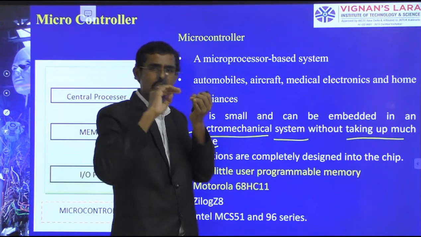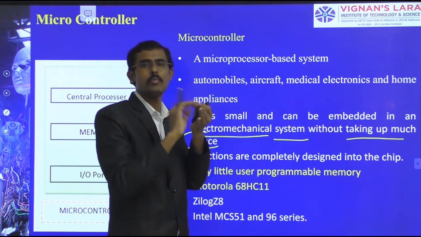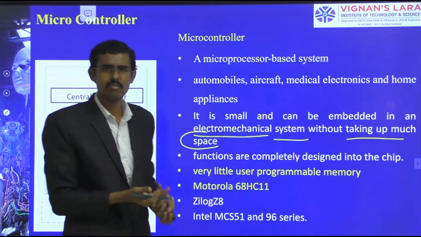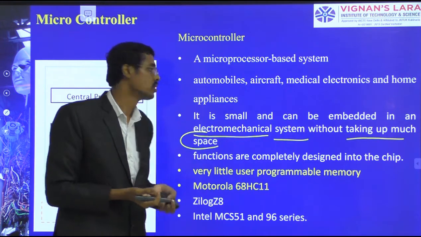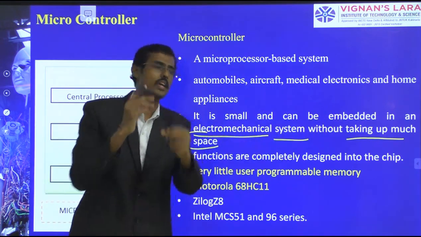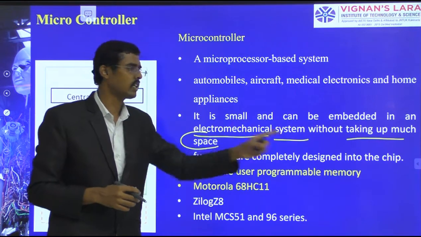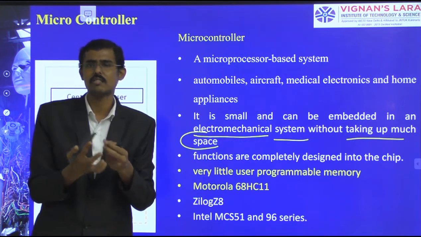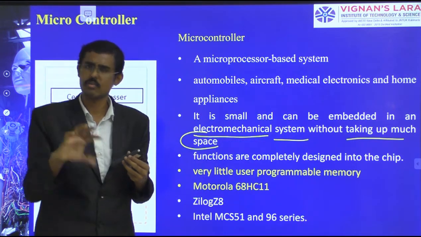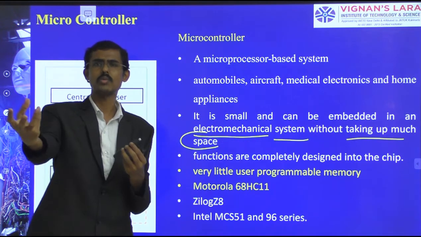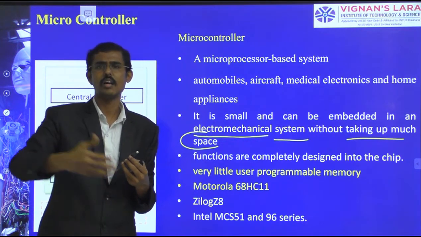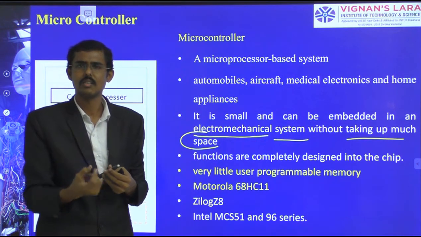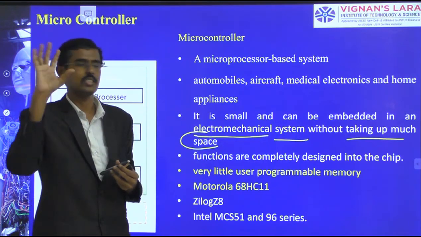Embedded means this processor, memories, input output ports, buses, all together embedded in an electromechanical system. We can consider the toy as an electromechanical system, without taking up much space. Functions are completely designed into a single chip. Very little user programmable memory. It uses only one memory, very less. We don't need 8 GB RAM, 16 GB RAM. We don't need, because the task is one, program is one, and we are not changing, we are not deleting, we are not modifying. Then obviously it is small, it is compact. One task, one memory, sufficient small, fixed memory is enough.